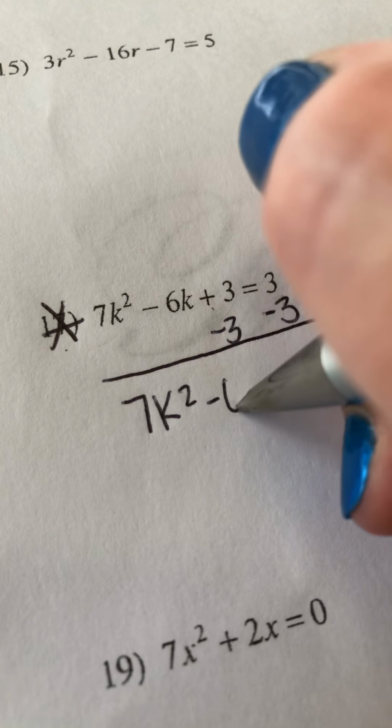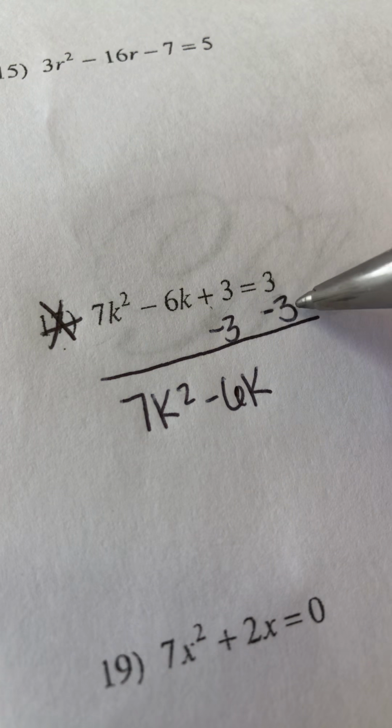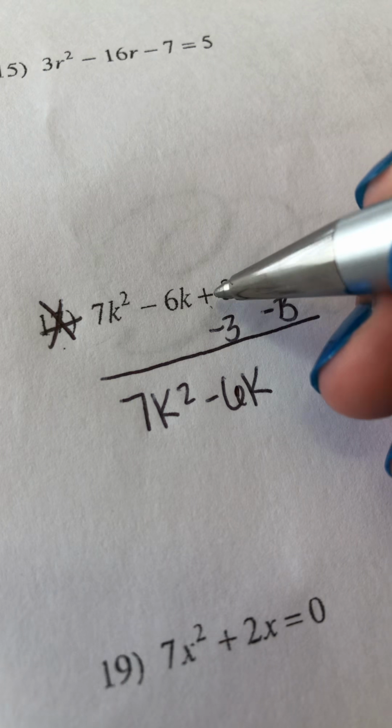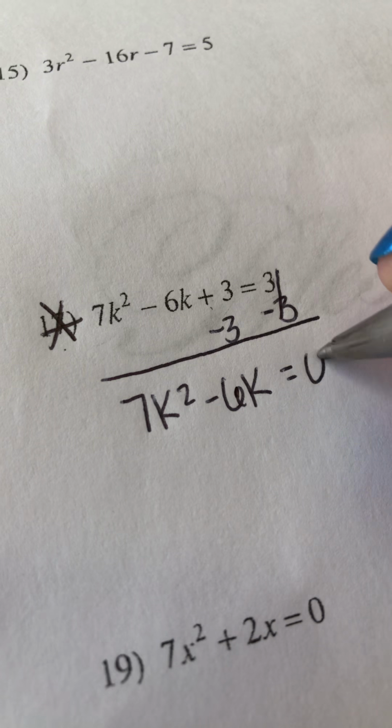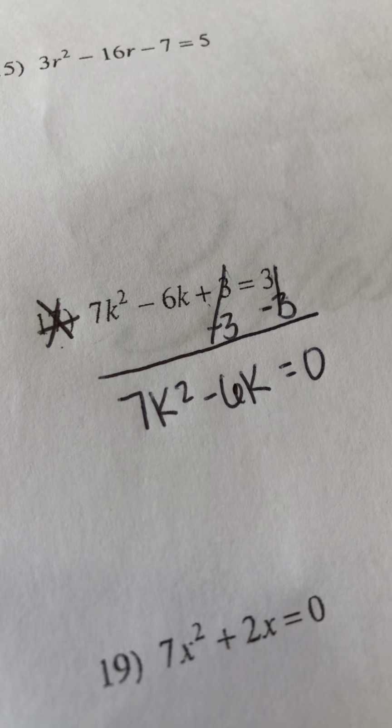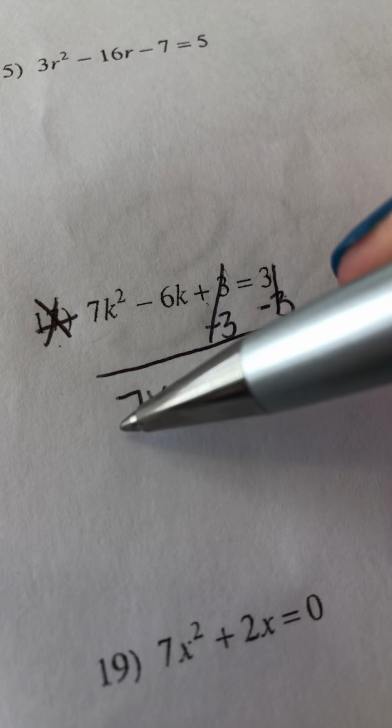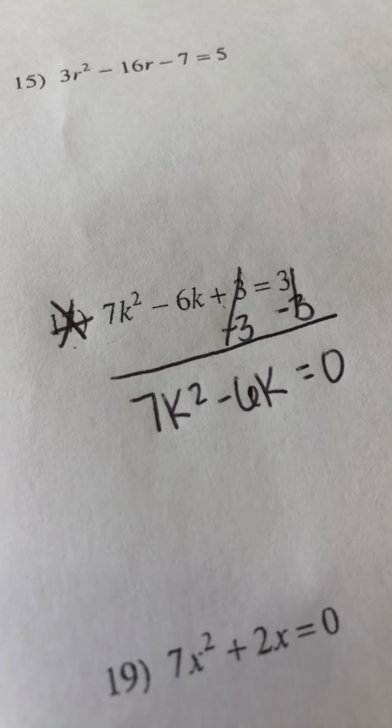7k squared minus 6k. 3 minus 3 will become 0, plus 3 minus 3 is 0. So these cancel and those cancel. And it only leaves you with 7k squared minus 6k equals 0.